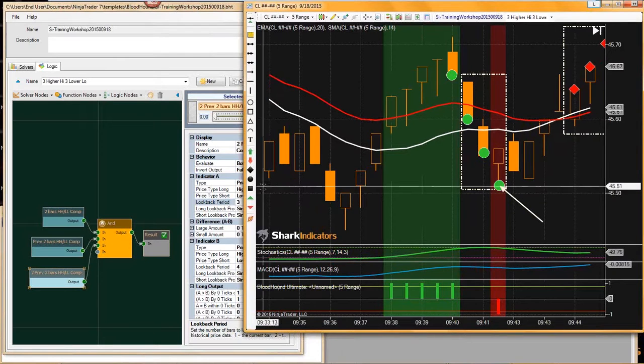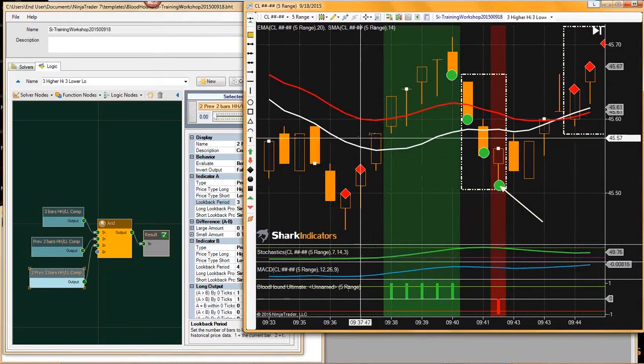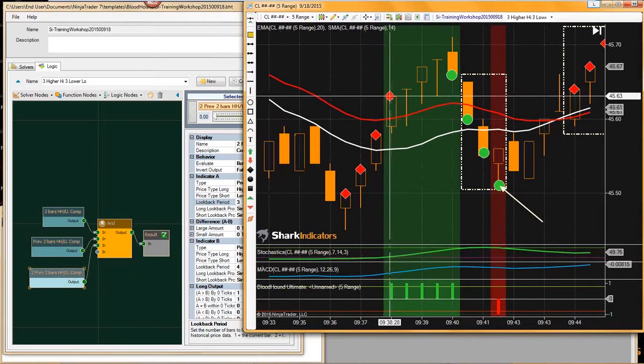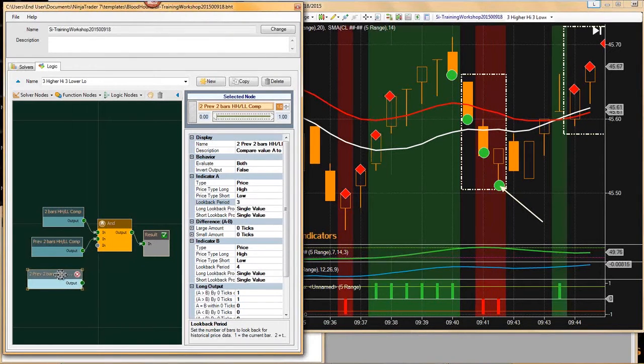Let's see. Yes, we got 1, 2, 3, and 4 higher highs. So, all right, I'm just going to leave that disconnected since Robert only asked for 3, and we'll just leave it like that. So, all right, there you go, Robert.